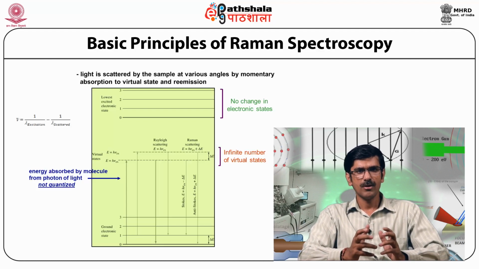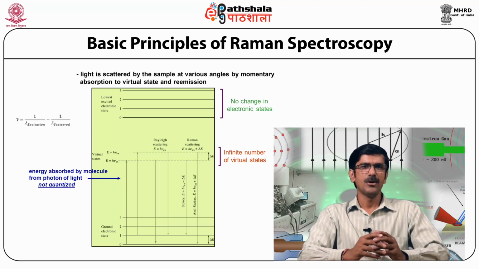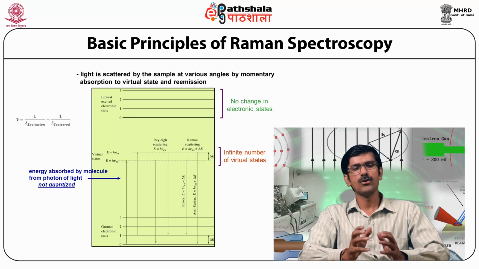The range is less than 1500 centimeter inverse. Both Stokes and anti-Stokes spectra contain the same frequency information. The anti-Stokes spectrum could be employed when the Stokes spectrum is not directly observable, for example, because of poor response from the detector at lower frequencies.